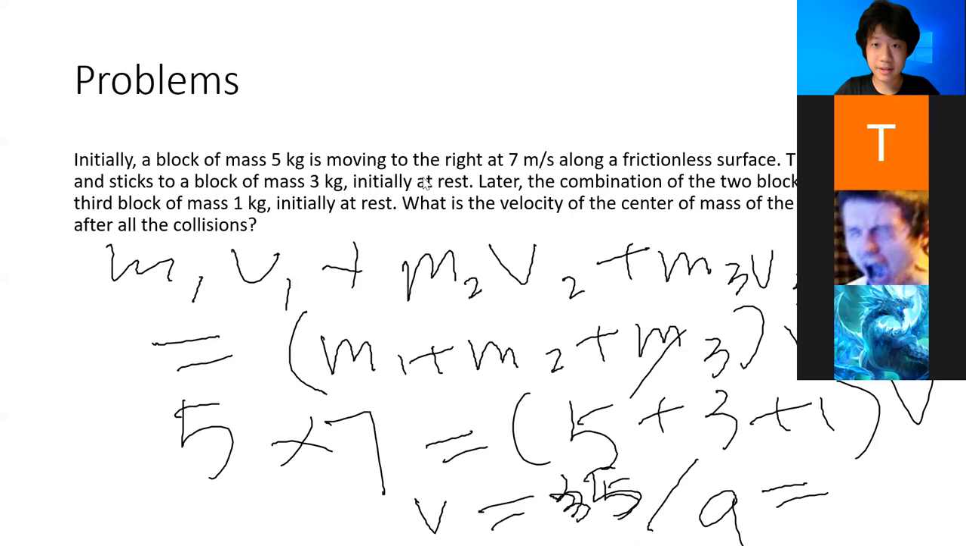So what he did here was he took the initial momentum, and that equaled the final momentum, right? No matter what happens in between those collisions, momentum is still conserved. So it doesn't really matter that the 5-kilogram block had to stick to the 3-kilogram block before the 1-kilogram block. If you just take the initial position and the final position, momentum is still conserved. So he set up an equation in that way, and he got the answer. Any questions?